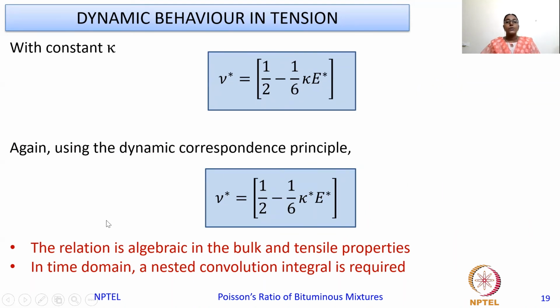Now, again using the dynamic correspondence principle, suppose you assume that kappa, the bulk compliance, is not a constant, then nu star becomes half minus 1 by 6 kappa star E star. So this relation that you get for dynamic testing is algebraic in nature, with a bulk property and a tensile property. So it is computationally simple to get this expression from a dynamic testing. Whereas in the case of time domain testing, as in the creep test or the stress relaxation test, we have seen that a nested convolution integration is needed.